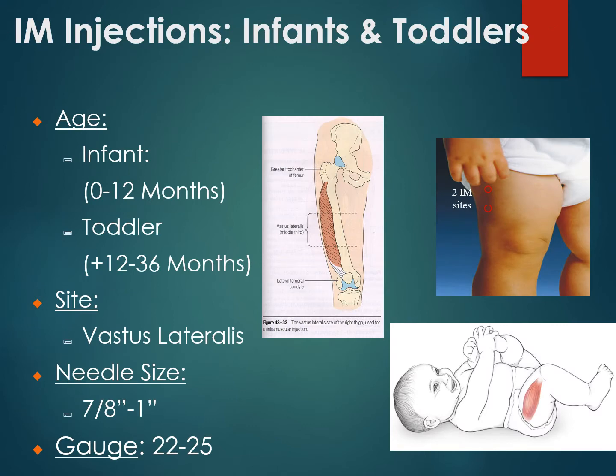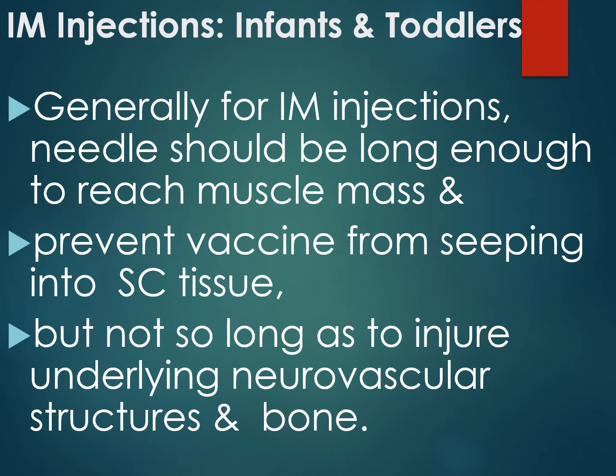Intramuscular injections, infant and toddler. Age: infant between 0 to 12 months, toddler more than 12 to 36 months. Site: vastus lateralis. Needle size 7/8 inch, gauge 22 to 25. Generally, for intramuscular injection, the needle should be long enough to reach muscle mass and prevent vaccine from seeping into subcutaneous tissue, but not so long as to injure underlying neurovascular structures and bone.